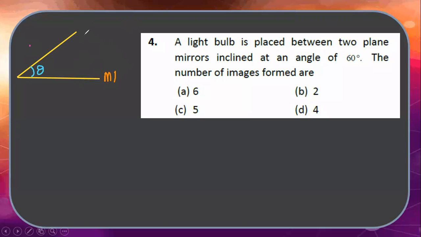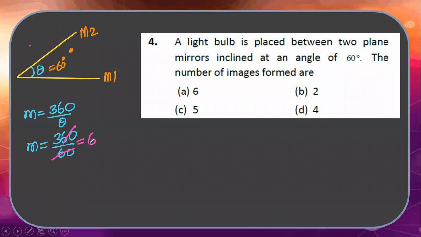This is taken as M1 and this is taken as M2. The angle between them is given as 60 degrees, and one point object is placed between them. To find the number of images formed, first M is equal to 360 by theta. So M is equal to 360 divided by 60, which is equal to 6.